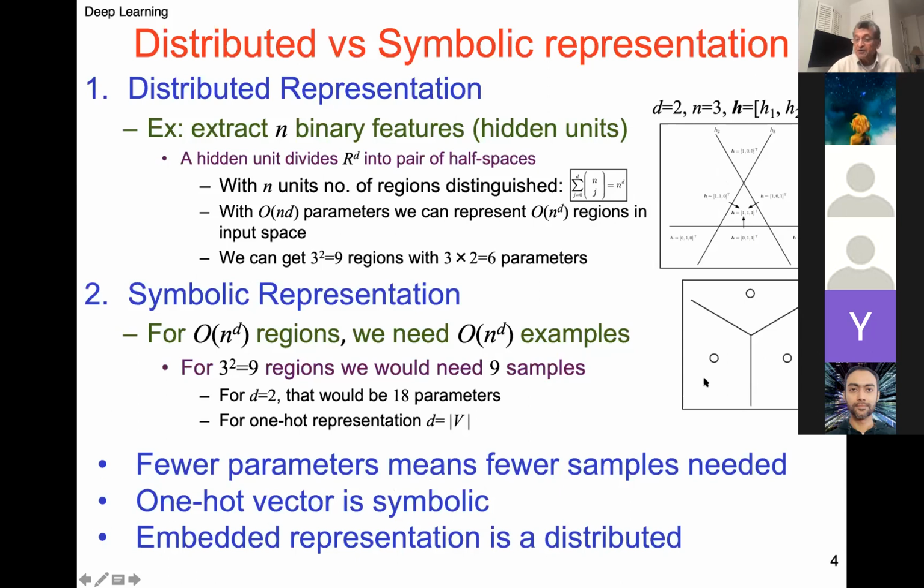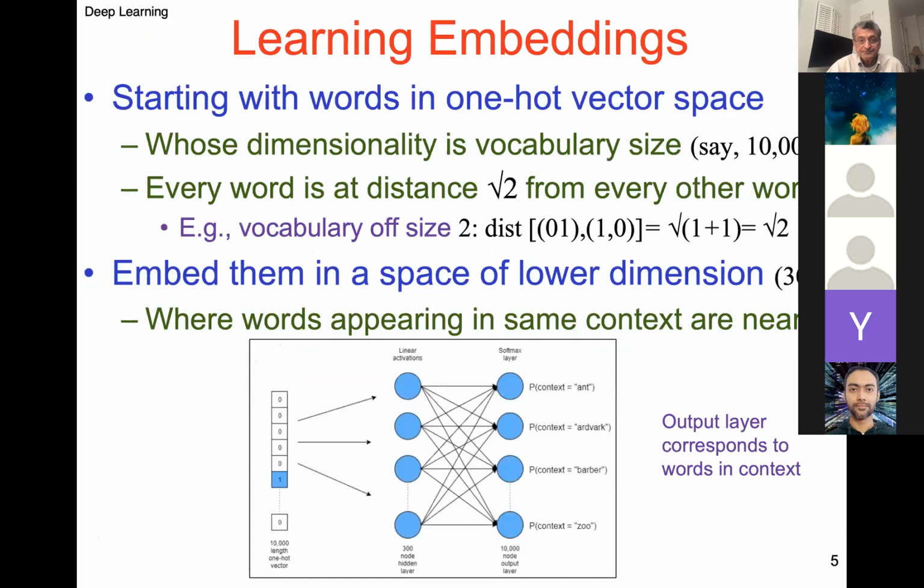One hot vector is symbolic. It's only this region, only this region, only this region. Embedded representation is distributed. It is of this nature. So that is the essence of storing raw words versus storing a vector representation, which is an embedding.